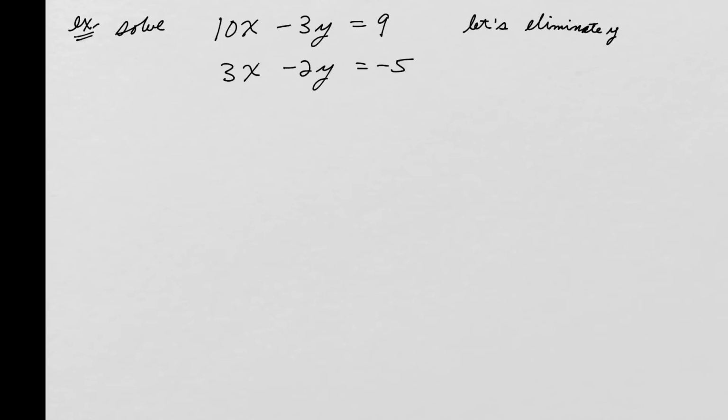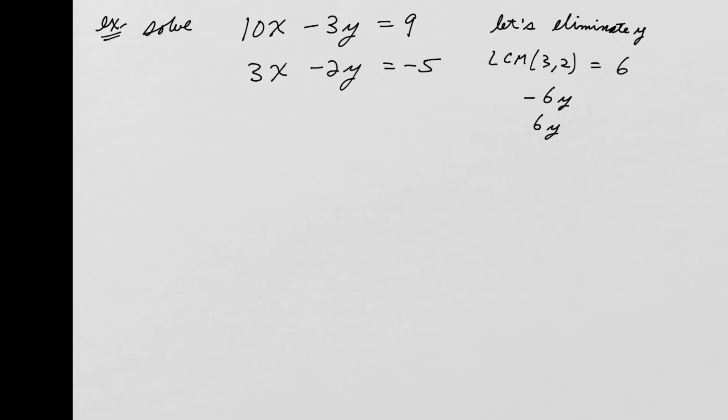If I find the lowest common multiple of 3 and 2, that's going to be 6, right? It's the smallest number that 3 and 2 go into evenly. So if I can make one of those coefficients a negative 6y and one of them a positive 6y, then when I add them, the y's will disappear. Because I want those coefficients to be opposites.